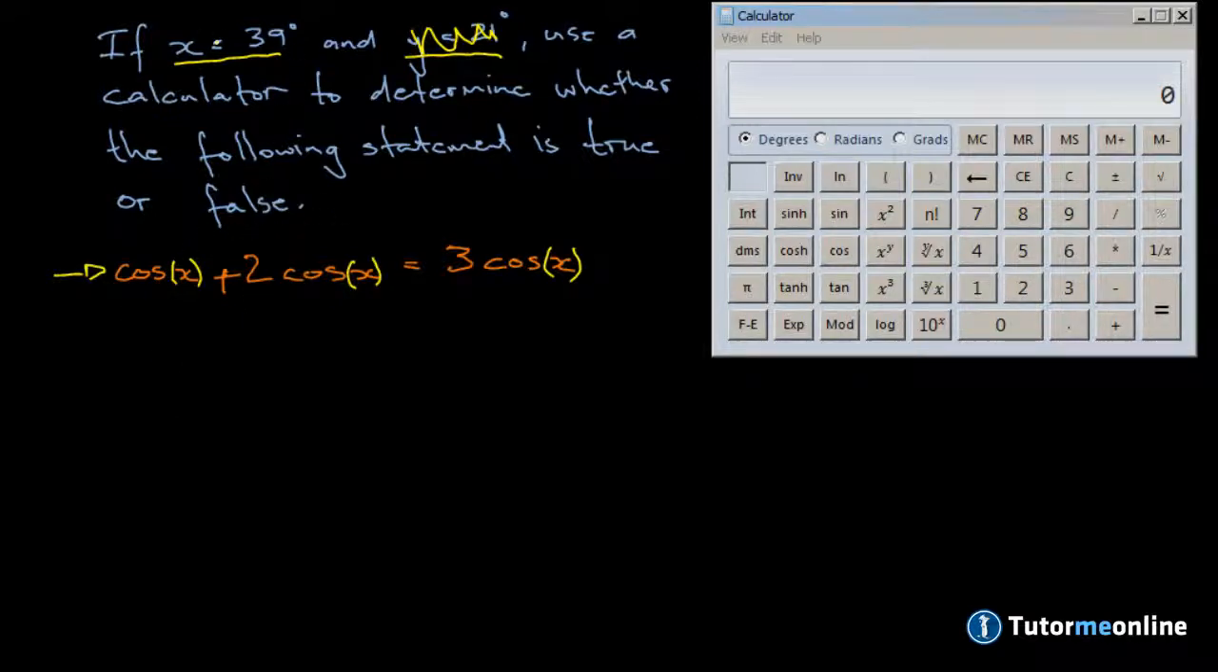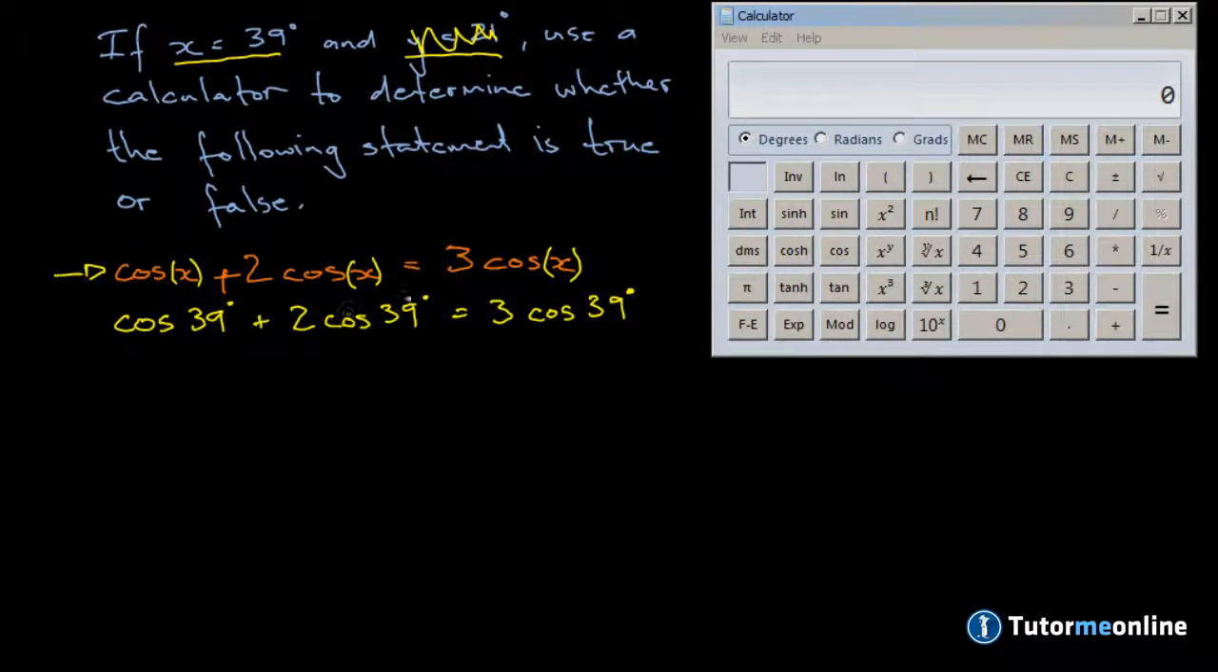So let's substitute the value of x for 39 in this equation so that we can then go ahead and do the calculation on the calculator. So this will be the cosine of 39 plus 2 cosine 39 equal to 3 cosine 39.